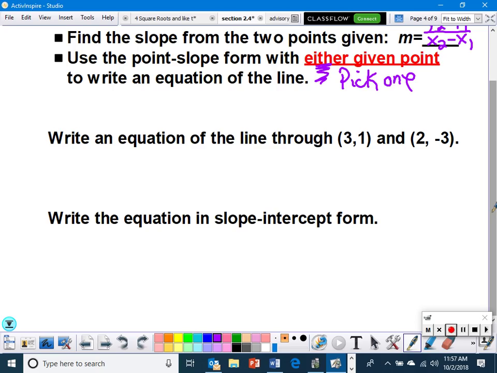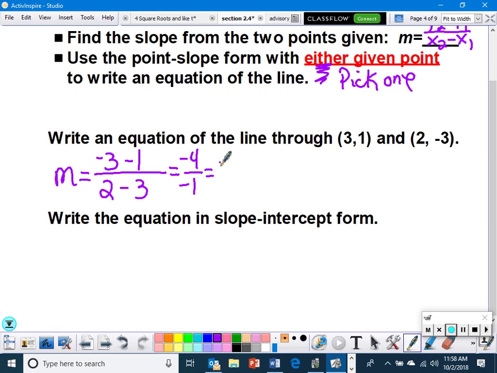So first thing we're going to do is find the slope. So the slope is going to equal negative 3 minus 1 over 2 minus 3. And that looks like it would be negative 4 over negative 1, which becomes positive 4. Always, always, always simplify.